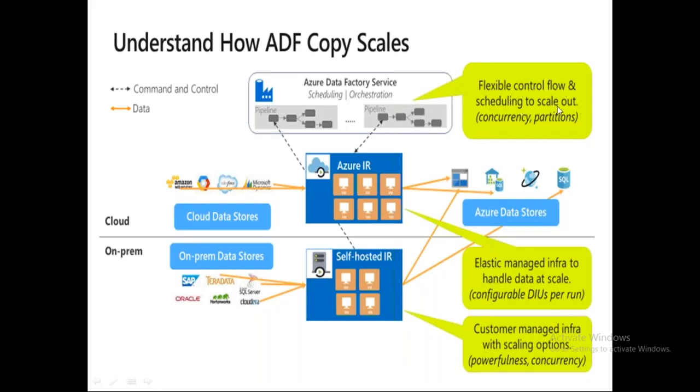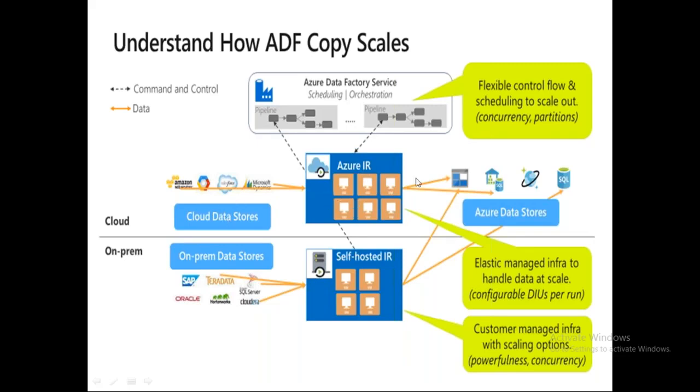Flexible control flow and scheduling to scale out, meaning you can use something called control flow. For example, you can use a for loop or if conditions. In a for loop, you can say batch count is 50, meaning 50 copy activities you can execute at a time in this pipeline. When you are using 50 copy activities, if you select auto, DIUs will automatically be given in an optimized way. It will consider both resources and cost. But when we are not compromising on cost, we can increase the DIUs.